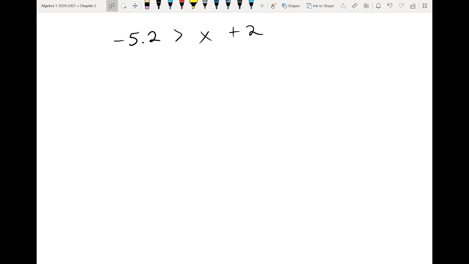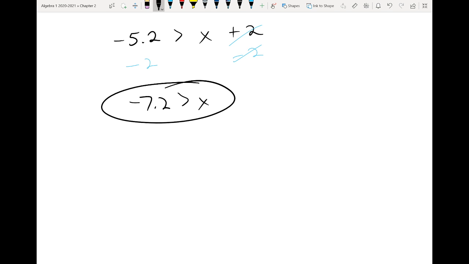I have negative 5.2 greater than x plus 2. Again, I need to get x by itself. So what do I need to undo? Well, I need to subtract 2 from both sides. So what do I have? Well, negative 5.2 minus 2 is negative 7.2. Still greater than x. Our answer is done there.